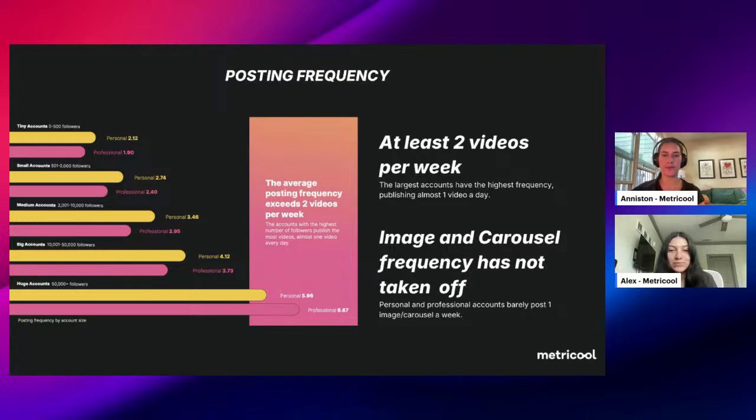And for image and carousel content, the frequency has not hit the same level as video content. Professional and personal accounts barely post one image or carousel post a week.